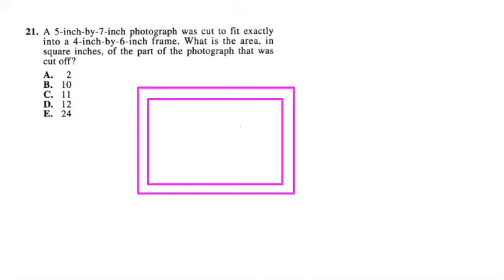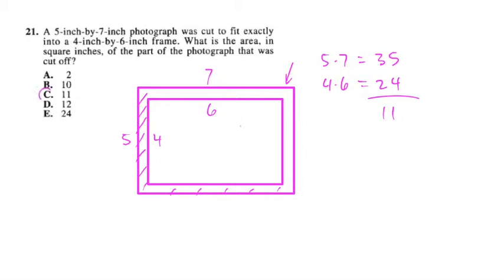We begin with the size of the photograph, which is a 5 by 7, and then we have to put it into a frame that is 4 by 6. And so they're asking what the area is of the part that we're going to cut off, which is all around this border. The way to solve this is to first find the area of the original photograph, which is 5 by 7, and then to find the area of the frame, which is a 4 by 6. And the area of the part that was cut off is going to be the difference between these two, which is 11. The answer here is C.